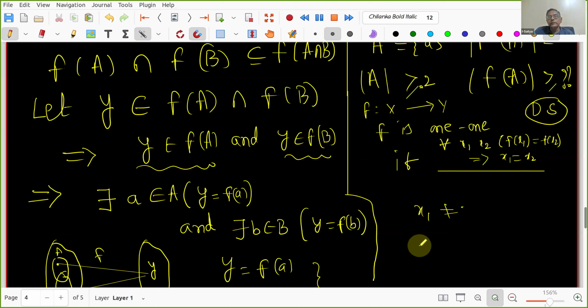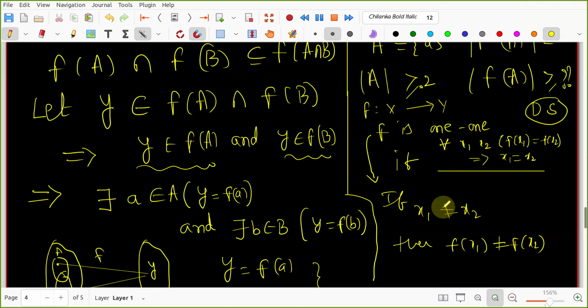What is the relation between these two statements, this one and this one? Anyone? Be quick, you can unmute and say. Contrapositive. Yes, these are contrapositive, that's why they are the same. Okay, the 1-1 function definition is that. I'll just stop here.